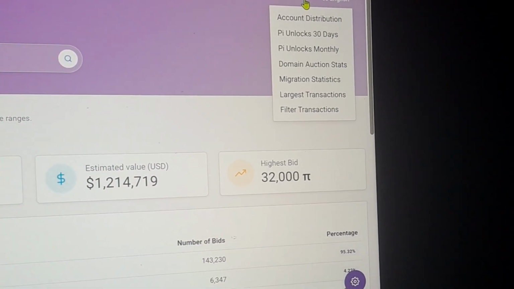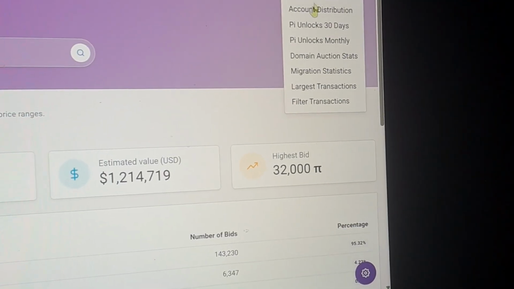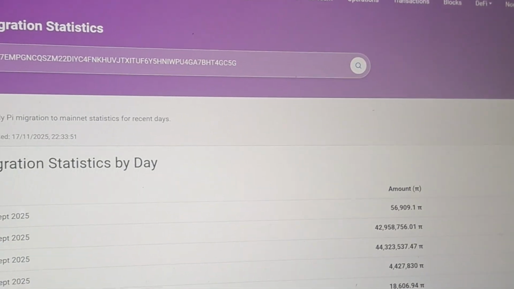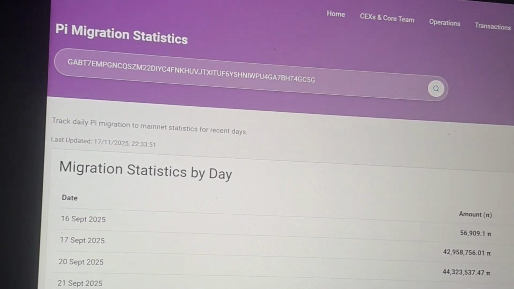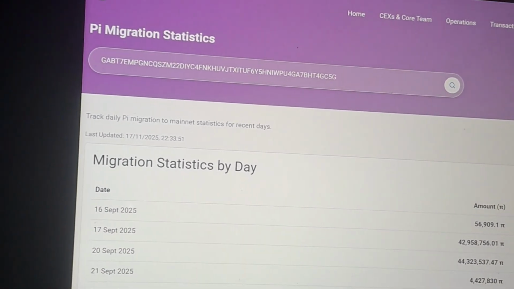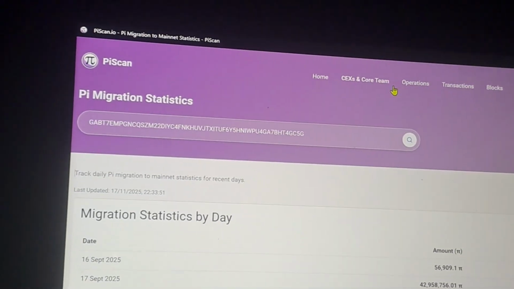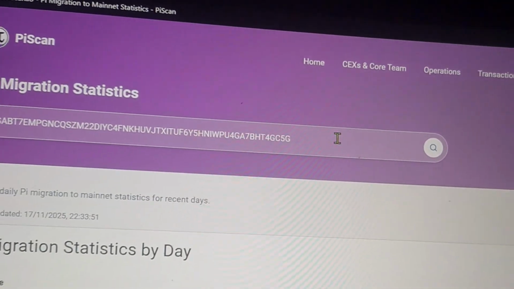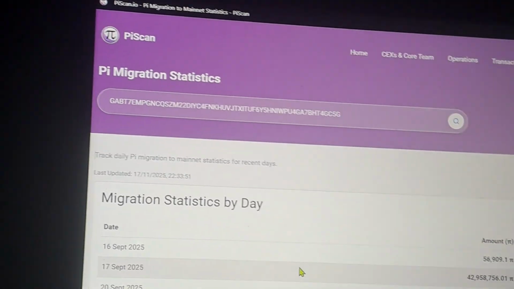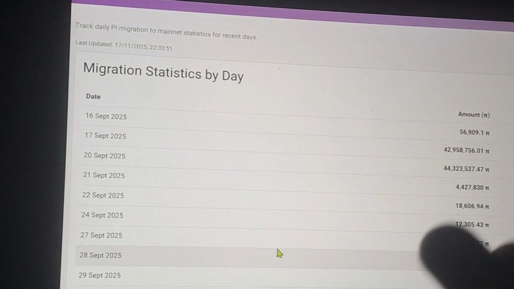Okay, after that, I want us to check the most important one, and that is the migration statistics. So this one shows how migrations are happening, the amount of Pi migrated per day, okay, the value, and if migrations are happening. Remember, this address you are seeing here, this is the Pi migration wallet. So we shall check on that later. So let's go to this page and see.